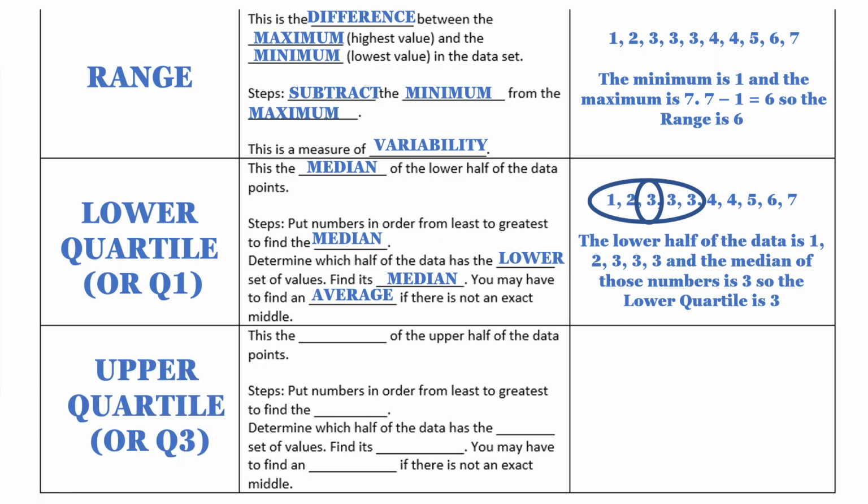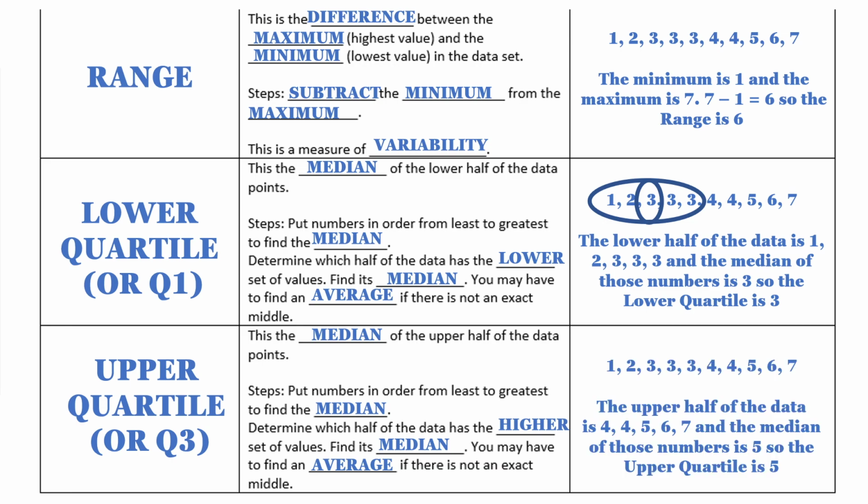Our next word is the upper quartile, and this is really similar to lower quartile, just in the upper half of our data. So this is the median of the upper half of our data, and we still are going to start by putting the numbers in order from least to greatest and find the median. We're going to determine which half is the higher set of values rather than the lower set of values, find its median, and just like before, you will have to find an average if there's not an exact middle.